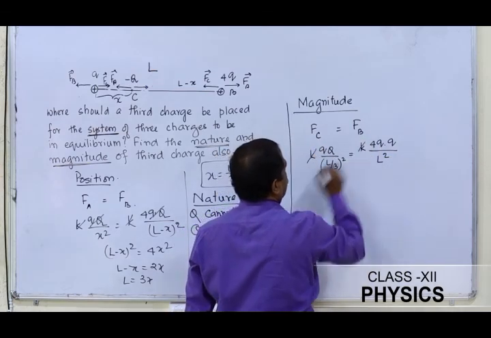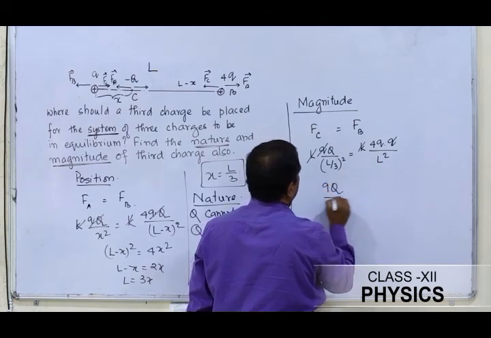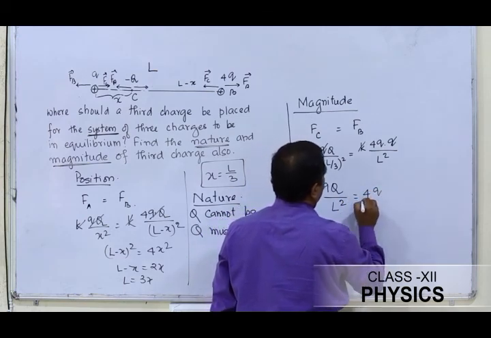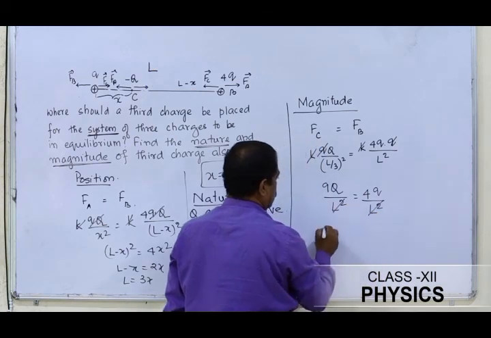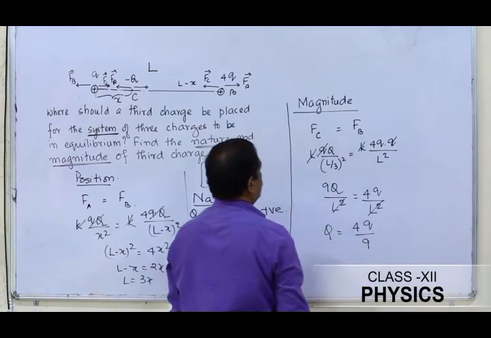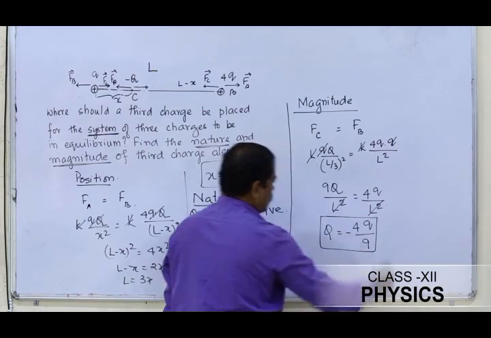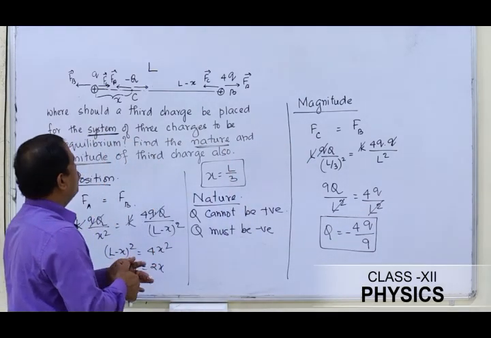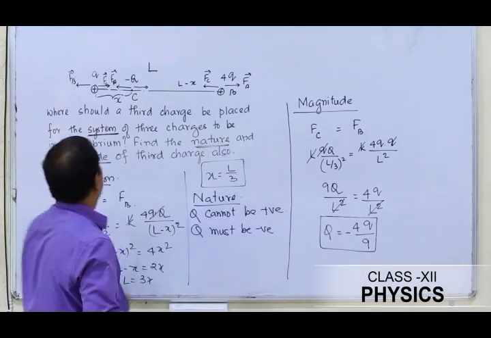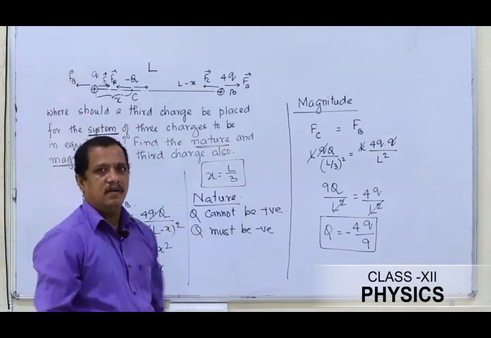So now K and K goes off, this is 9 capital Q by L square is equal to 4 small q by L square. This goes off, otherwise Q is equal to 4 times small q by 9. Now we found that the nature must be negative, so this is the answer. So if we have a negative charge of magnitude 4q by 9 placed at a distance of L by 3 from Q, then the entire system will be at equilibrium.